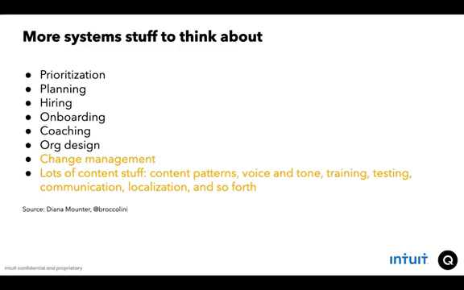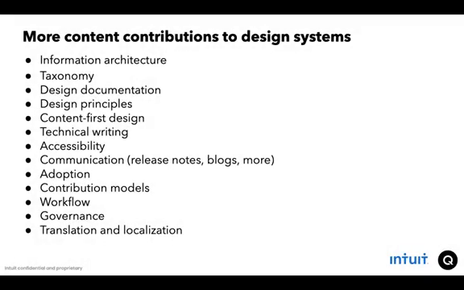content stuff, content patterns, voice and tone training, testing, communication, localization, and this list actually overflows onto the next slide. These are all the sort of content contributions that we can be making into design systems. This is a deliberately ugly slide because this is sort of a happy laundry list of all the wonderful things that content people are interested in. Content strategists and designers do all of these in varying measures. And these are all things that can be of value in the design systems world.